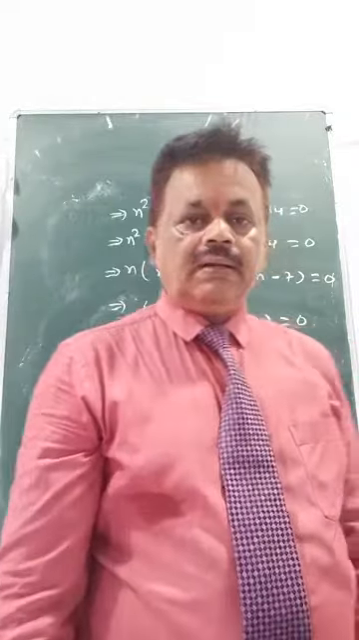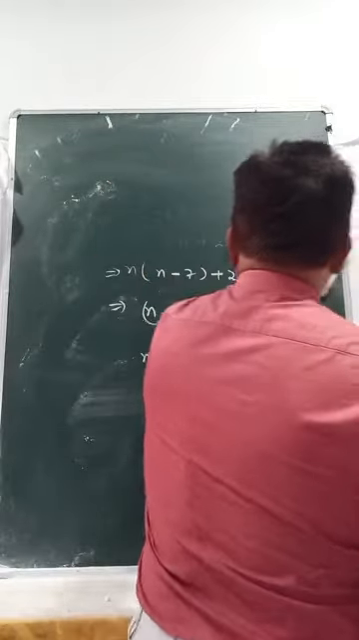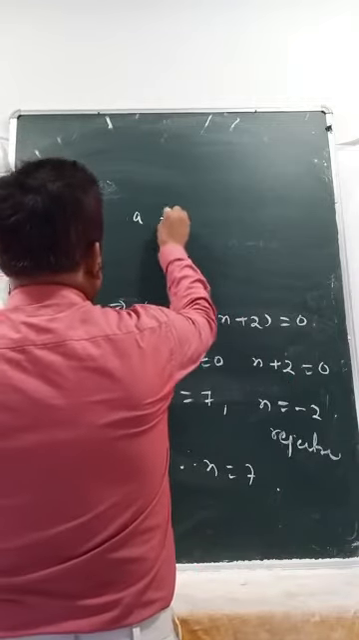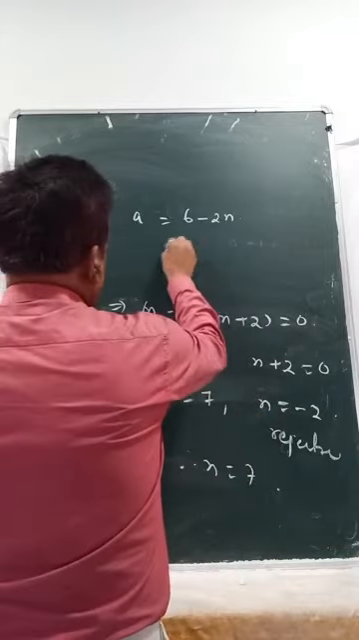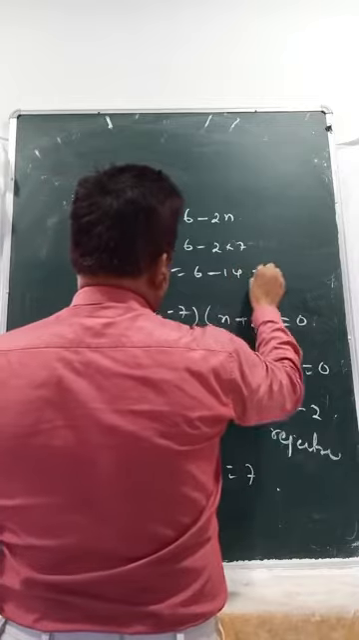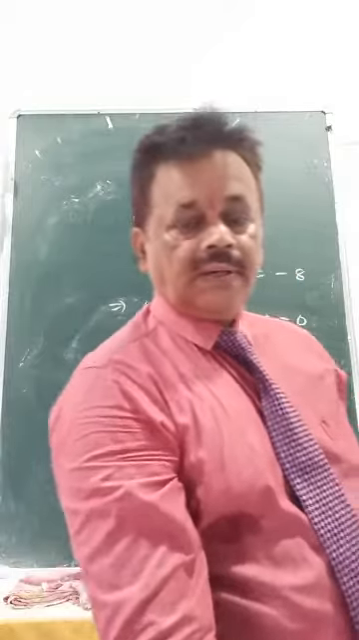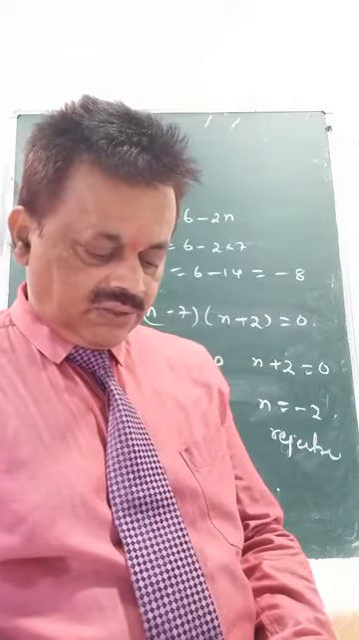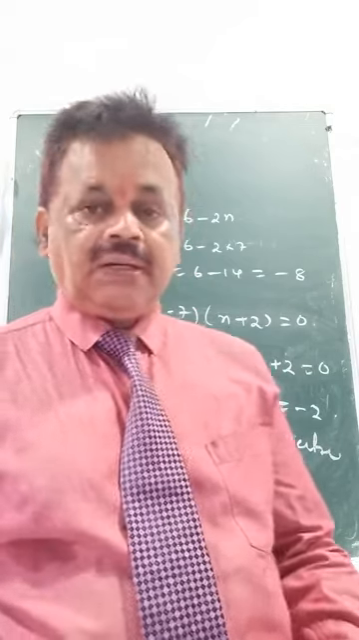Okay, then what will you find? a. What was a? Okay, 6 minus 2n, check it. 6 minus 2 into 7. 6 minus 14, that is minus 8. Okay. So the remaining questions of 3, 2 more questions you try to solve. Then from 4 onwards some different patterns we will do tomorrow.